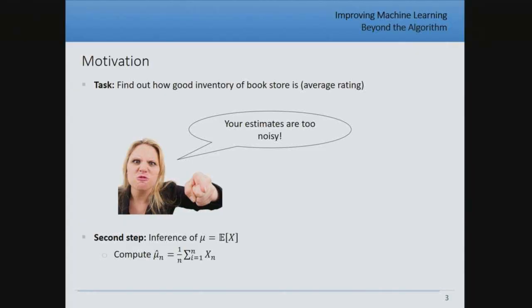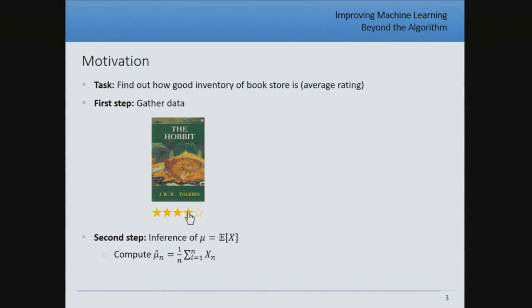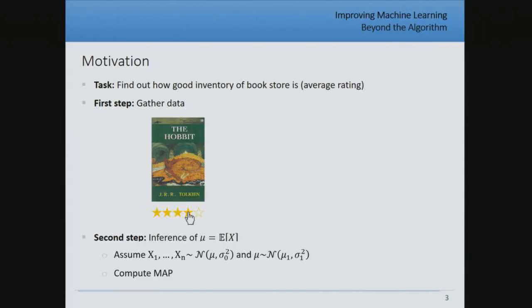So we're done, right? No, because we have an angry boss coming in, and she's saying, your estimates are way too noisy. There's too much variance. I don't know what to do with this. So you put your machine learning thinking hat on, and you go back and look at this, and you say, well, maybe this estimator isn't the best. Let's improve this by using some prior knowledge. So kick this out, and let's assume that our ratings actually come from a normal distribution that has a normal prior on the mean.